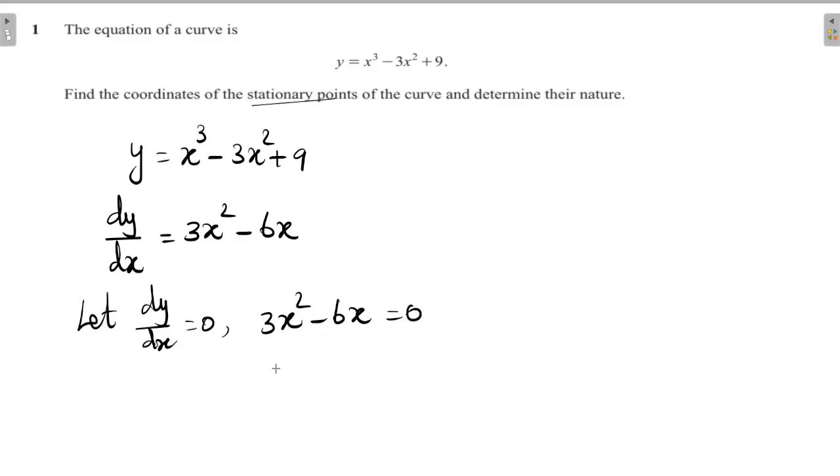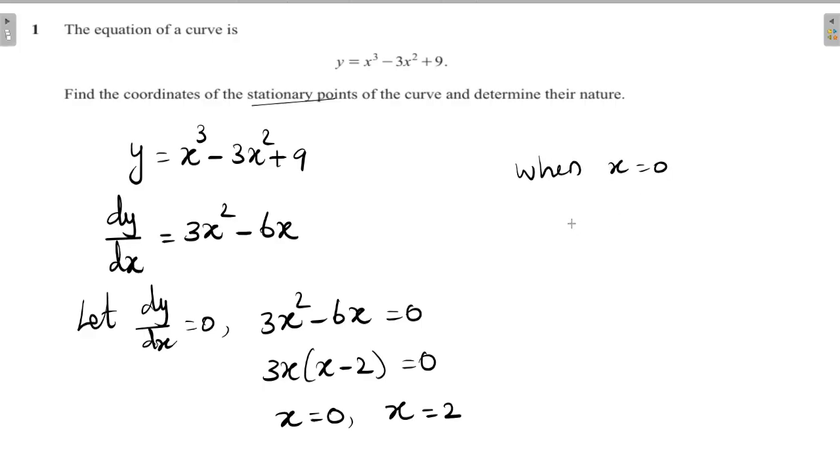Let's factorize and find the values of x. So 3x times (x minus 2) equal to 0. One value is x equal to 0 and the other value is x equal to 2. When x equal to 0, y equal to, let's replace x equal to 0 in the given curve, so y equal to 9. One of the turning points or stationary points is (0, 9).